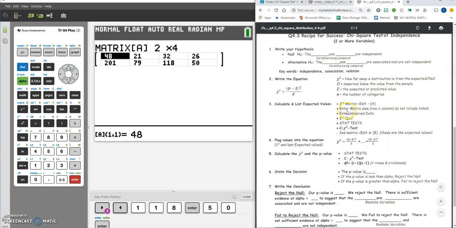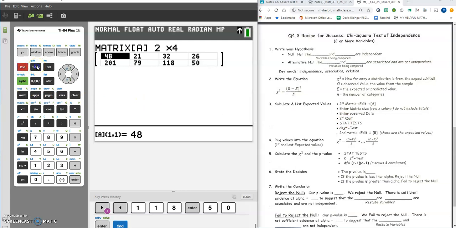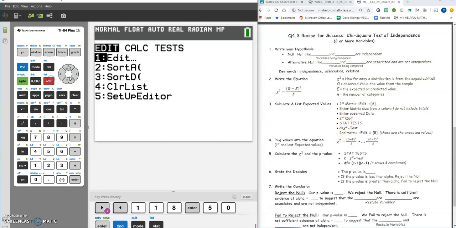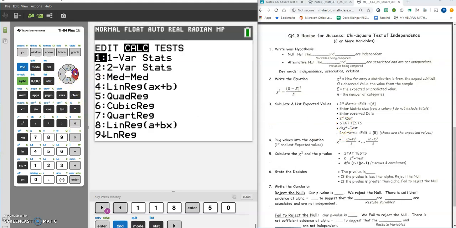So looking at our card, we did our matrix, which again was a 2 by 4. It says do not include totals, so we don't include that. We're now going to press second and quit, which is your mode button. Again, blue function. So second quit. Now we're going to go to stat. We're going to go over to tests.